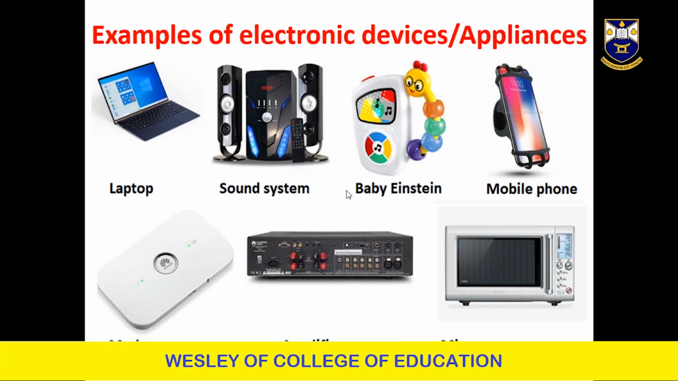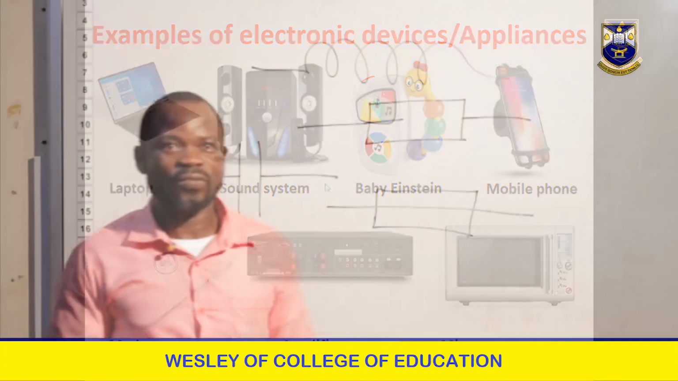Yeah, but today all of us are using mobile phones. A mobile phone is also an electronic device or appliance. Then we have a modem. A modem is also an electronic device. Amplifiers, electronic device. And then we have the microwave oven. So these are some examples of electronic devices.